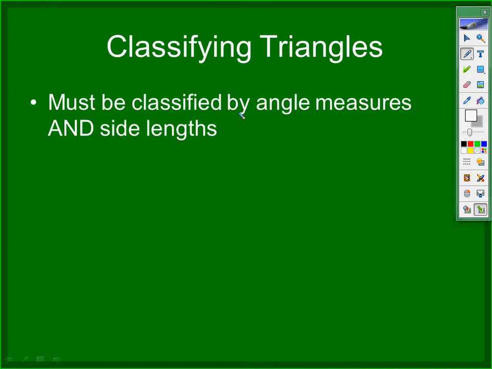My expectation will be that you will now name these with both angle measures and side lengths at the same time. So instead of something just being a right triangle, it may be a right isosceles triangle or a right scalene triangle.